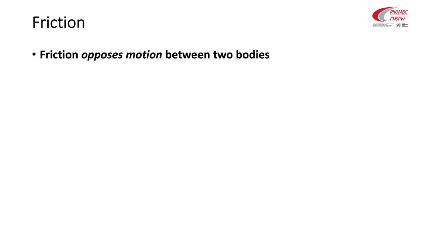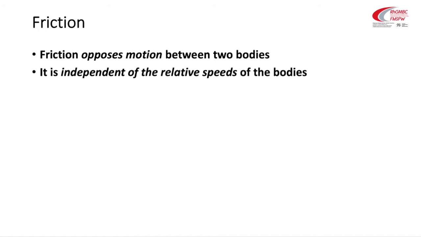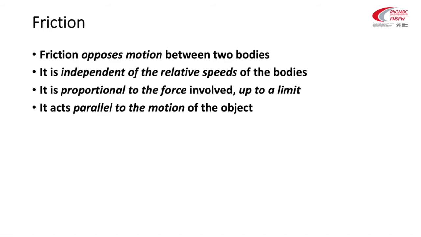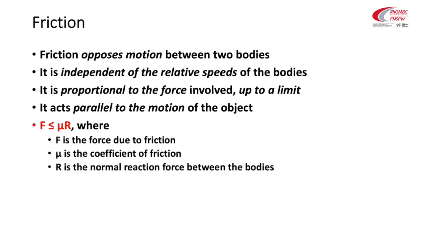We also need to have a quick look at friction. So friction opposes motion between two bodies, as we know from our ordinary lives. It is independent of the relative speeds of the bodies. It's proportional to the force involved up to a limit. It acts parallel to the motion of the object, and the force is less than or equal to mu R, where F is the force due to friction, mu is the coefficient of friction, and R is the normal reaction force between the bodies.